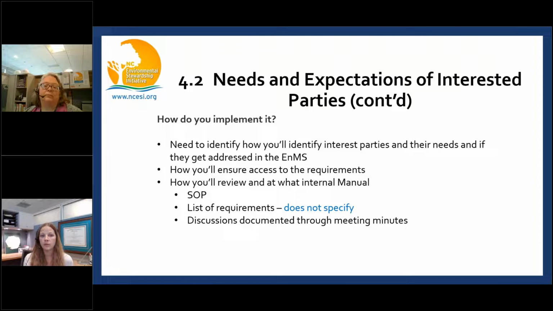You'll want to figure out how you'll ensure access to the requirements and how you'll review and what you'll put in your manual. Is there going to be an SOP? Is there a list of requirements? Doesn't specify that you have to, but still a good idea. You could also have this be a discussion in your meeting minutes and have that be, somehow, your documentation or your proof that you're doing something, that you're looking at the needs and expectations of interested parties.